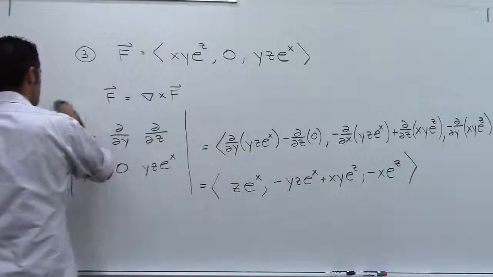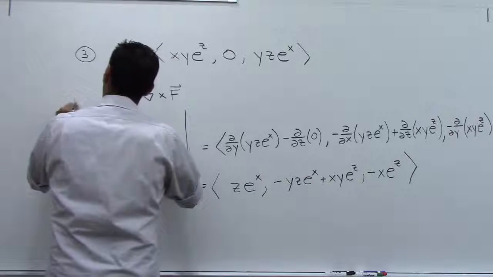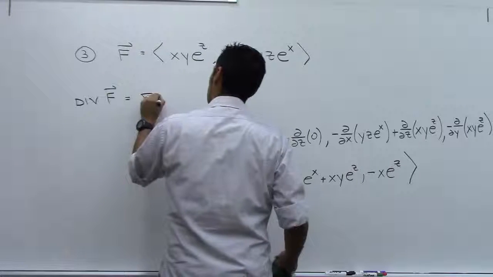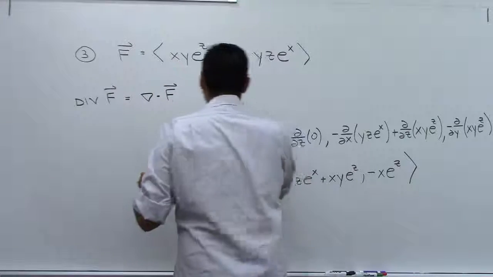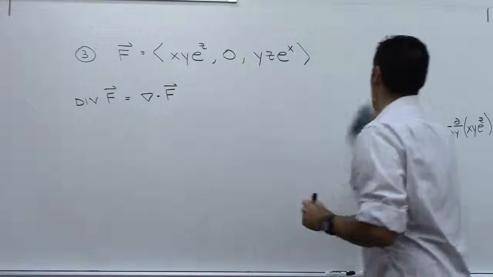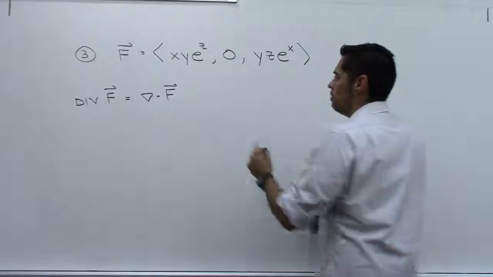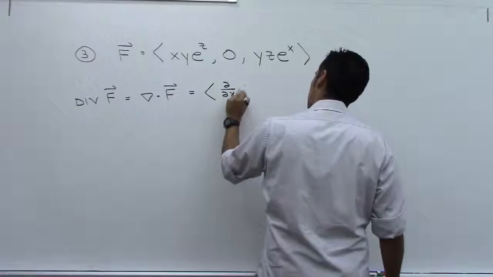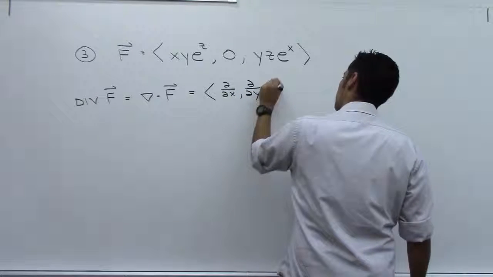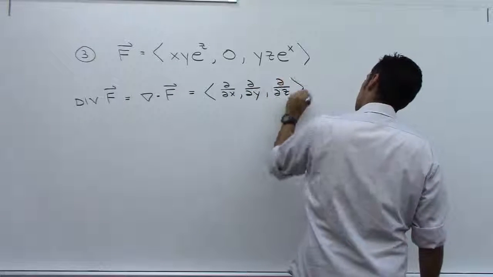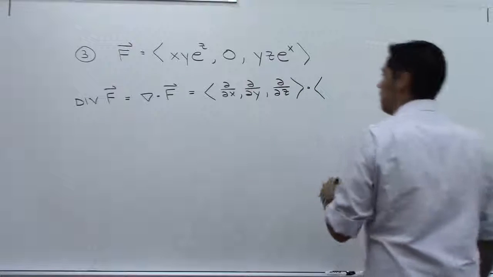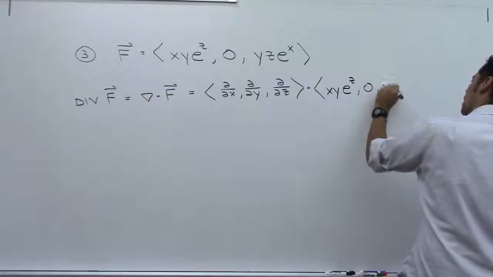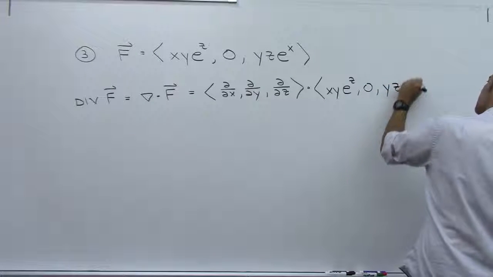Now we want to do the divergence, div f, which is almost the same formula except it's del dotted with f. So this time we're taking del, which is the differential operator, partial with respect to x, partial with respect to y, partial with respect to z, and we're dotting that with the field: xy e to the z, 0, yz e to the x.